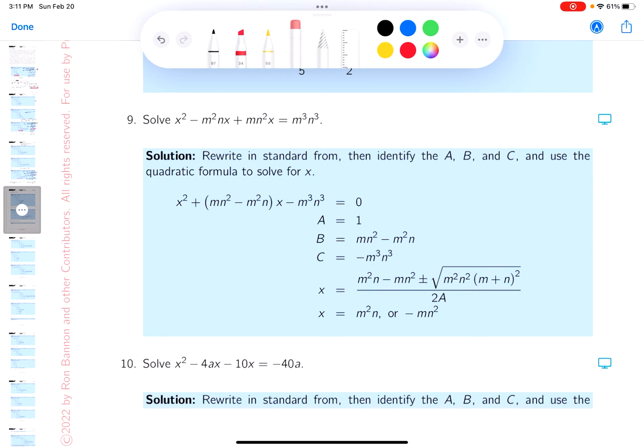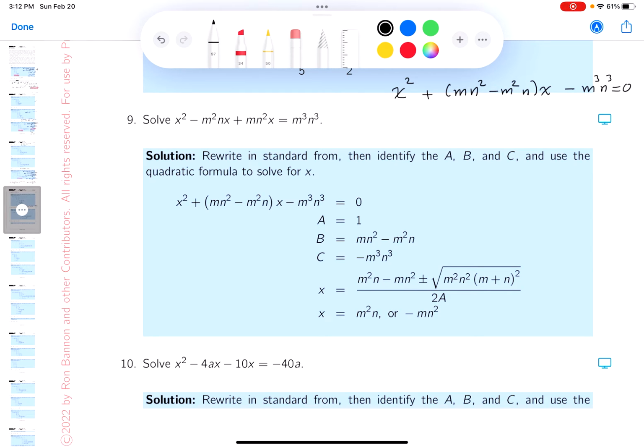Okay, I am going to rewrite the problem so it looks like a quadratic where there's a coefficient on the square term. There's a coefficient on the x term. I'm going to write this a little bit differently. And then there's a constant term. And this constant term has a parameter m and n in it. So that'll be m cubed n cubed equals 0.